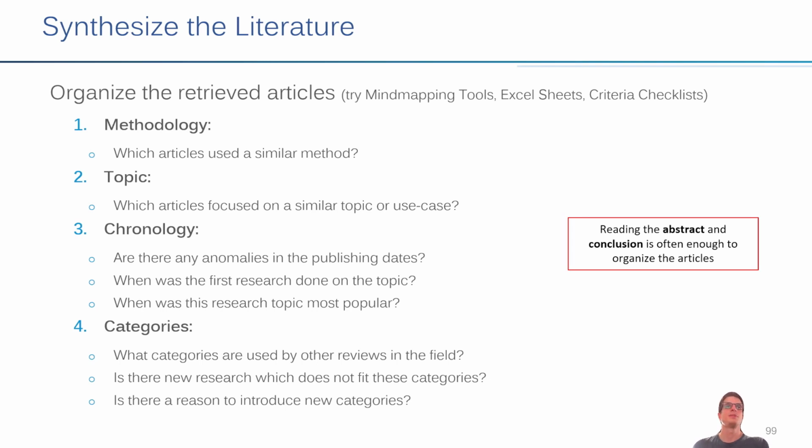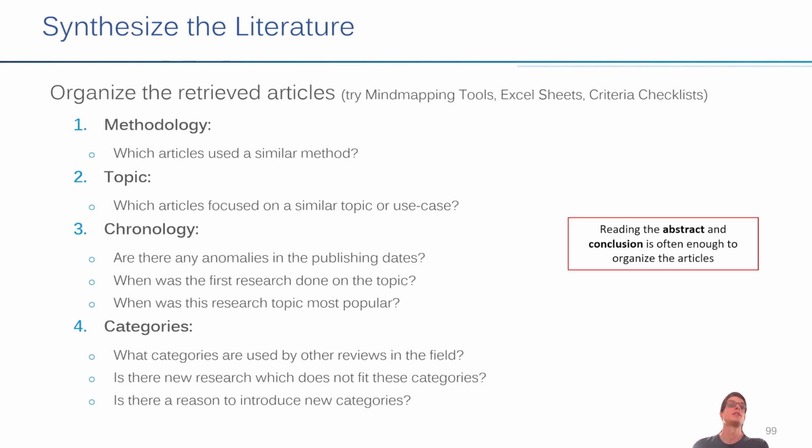For your methodology, simple question, which articles used a similar method? So if there's a method you want to look into and 10 papers use the same one, cluster them together, introduce them in the same chapter, discuss them with the other one in mind, find advantages of one approach over the other. This would be the methodology.